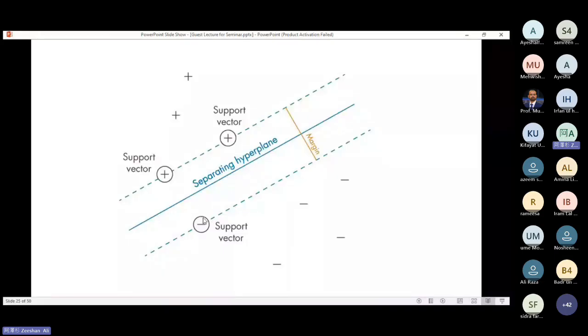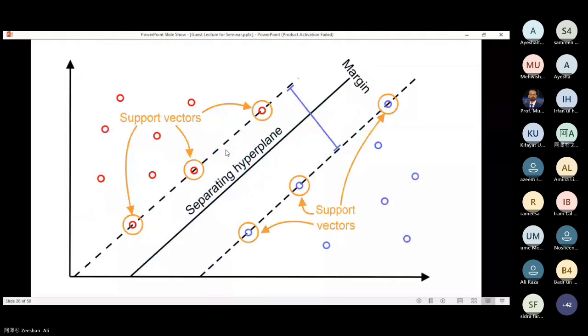This negative cluster touches the negative hyperplane, so it is called a support vector. Similarly, we have two clusters which touch the hyperplane, also called support vectors. In this case, we also have a separating hyperplane, and the distance between the positive hyperplane and negative hyperplane is called the margin. If you have more margin, it means that you are safe. If you have less margin, it means that you are in a danger zone.